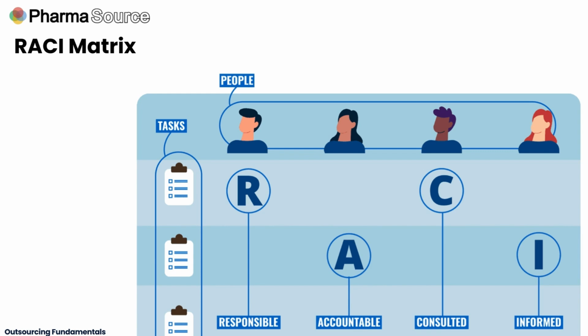RACI is a project management tool which defines for any task who is responsible, i.e. the person who actually carries out the process or task, who is accountable, i.e. who is ultimately accountable for the process or task being completed, who is consulted, which may be a subject matter expert who's not directly involved with carrying out the task, and who just needs to be informed, those who are kept in the loop but don't actually need to do anything.